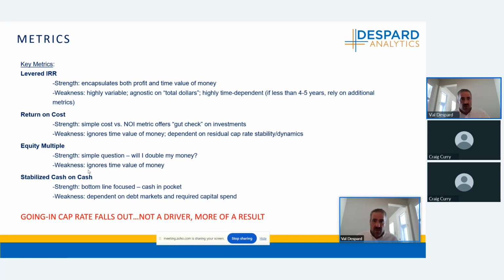So return on cost is another one. The great thing about return on cost is it's simple. It's the NOI divided by all-in cost on the investment. So it's really simple, easy to understand, and easy to communicate to investors and anybody involved. The challenge is that it only works if your residual cap rate, your exit cap rate, is going to be lower than your return on cost. And again, that's a huge market risk. It also ignores timing.